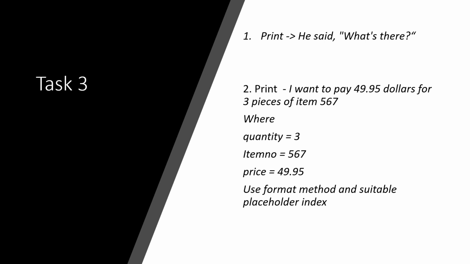Secondly, you have to use the format method to print a particular statement. I want to pay $49.95 for 3 pieces of item 567. So quantity, item number and price is given. You have to use the format method and suitable placeholder indexes to print this particular text. It is similar to the exercise that we have done in our class. I hope everyone will do it.